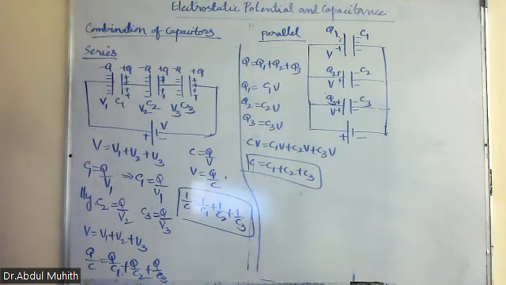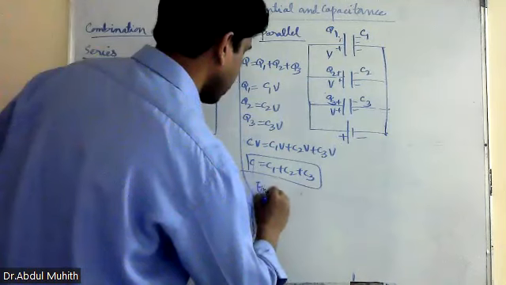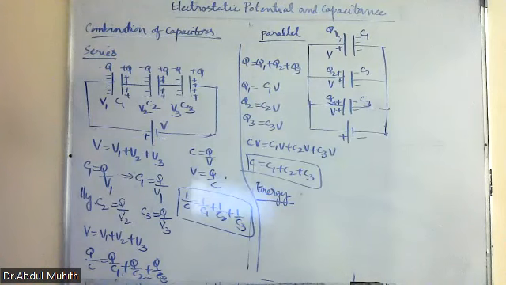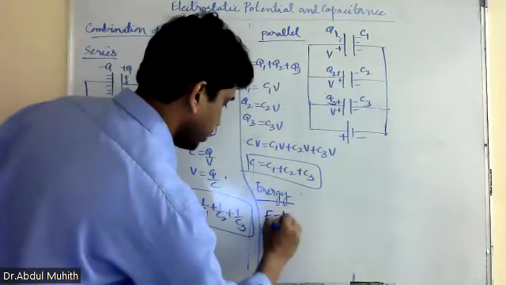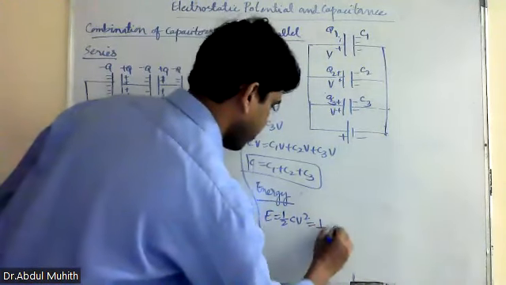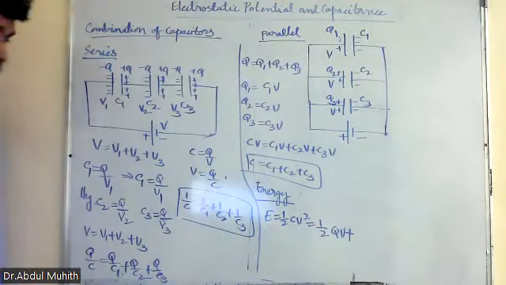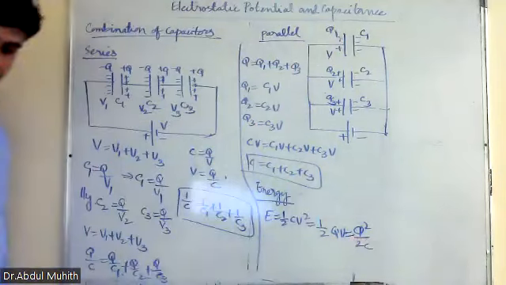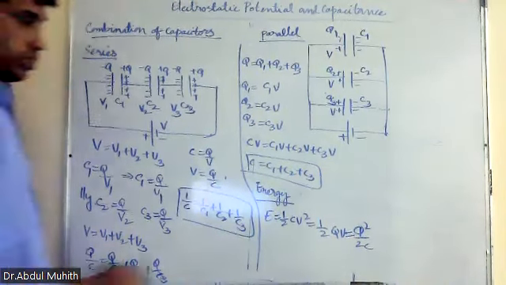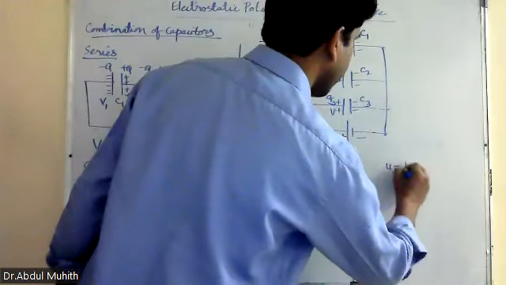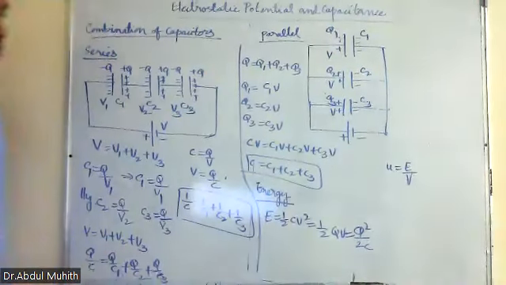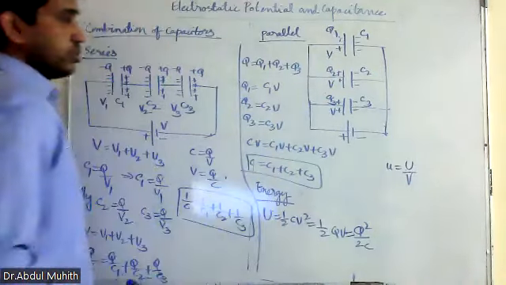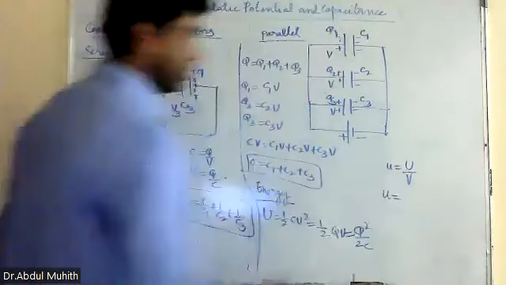Energy stored in the capacitor, just writing the three formulas. U is equal to half CV square, half Q into V, plus Q square by 2C. These are the three formulas for energy. Energy density means what? Energy per unit volume. Energy density, small u, is equal to energy per unit volume, or we can also write capital U by V.